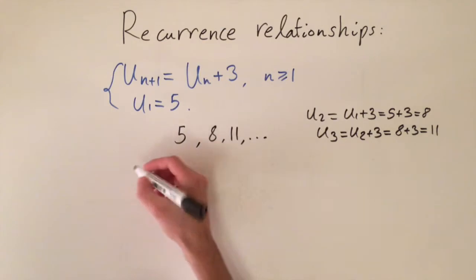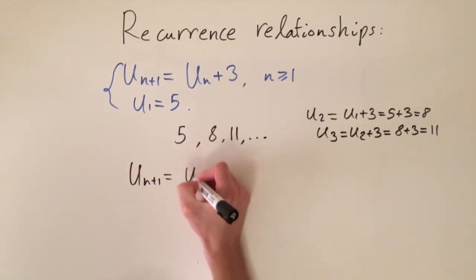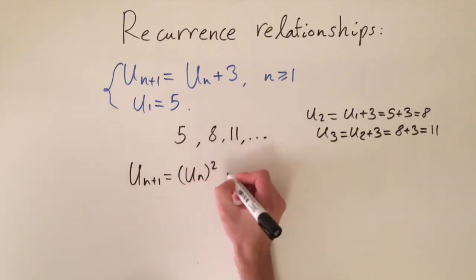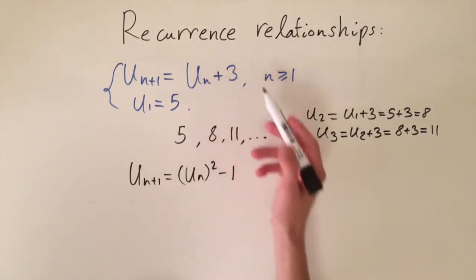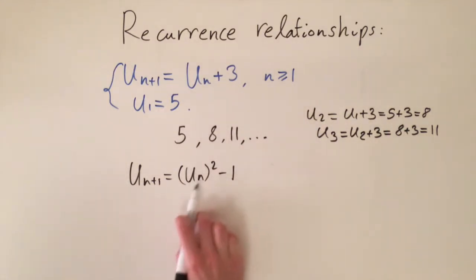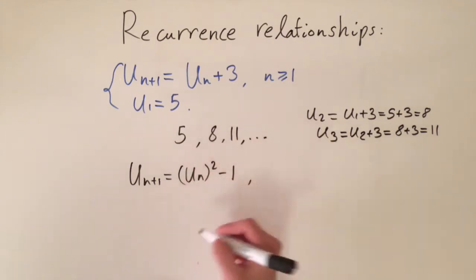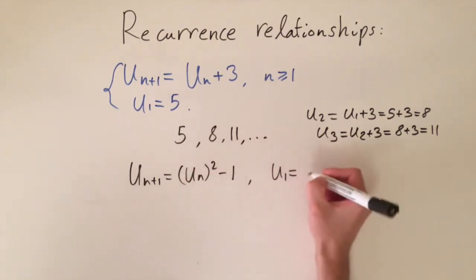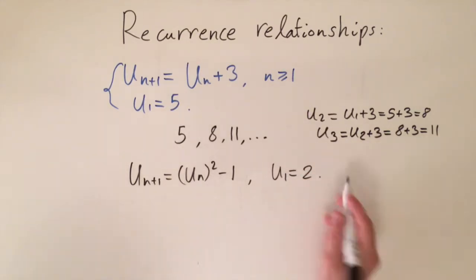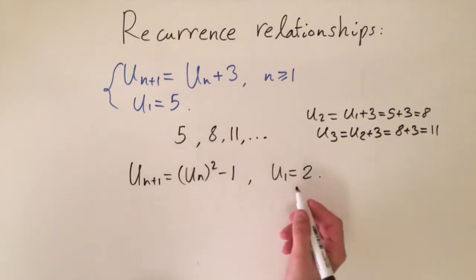So let's look at one more example. We'll do u_(n+1) is equal to u_n squared minus 1. So now this formula isn't linear, it's not just adding a constant. We've got the previous term and we're squaring it, and then we're subtracting 1. And the other bit of information we need is the starting point. So we need to know that u1 is equal to 2 in this case. So now we've got all the information we need, and we can plug in some numbers and get a sense of what the sequence looks like.